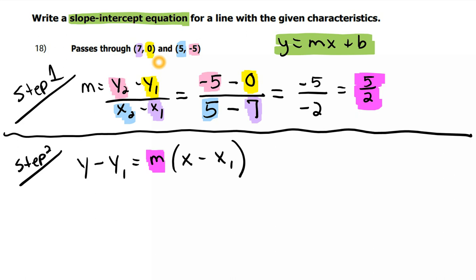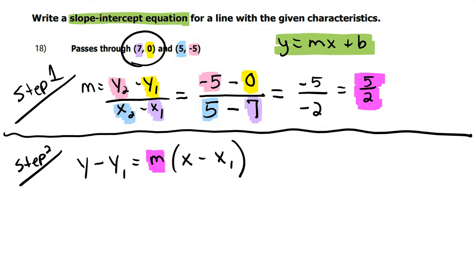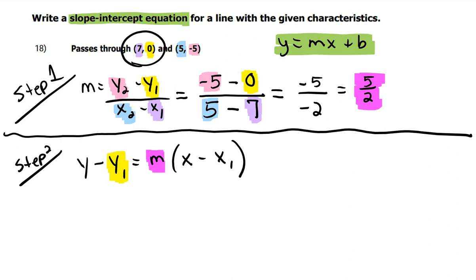And now you have to pick one of the 2 points. It really doesn't matter which one you pick. However, since one of them has a coordinate of 0, I think this guy would be much easier to work with, which means that the 0 is your y coordinate. That's going to go where y sub 1 is. And your 7 is the x-coordinate, so that's going to go where x sub 1 is. So this thing becomes y minus 0 equals, the slope is 5/2, and then that's x minus 7.